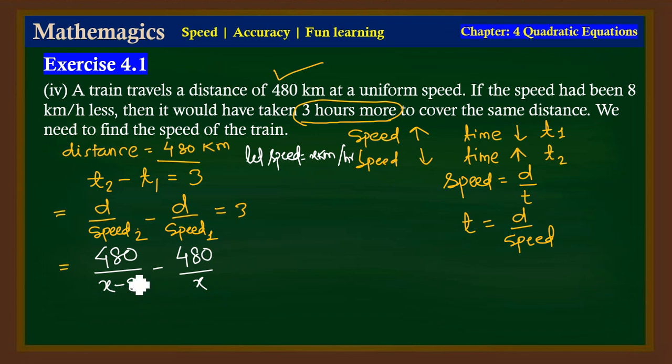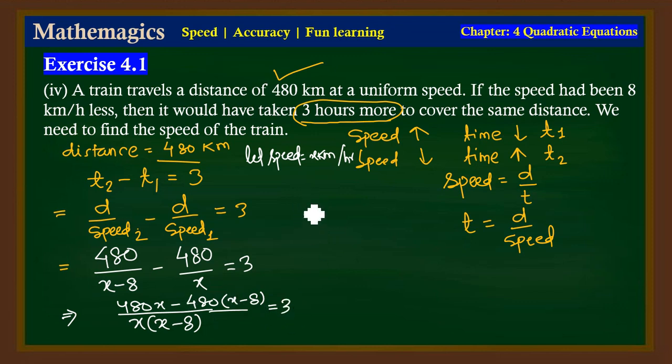Now we are going to calculate the speed of the train. So 480 by x minus 8 minus 480 by x is equal to 3. So let us just solve it here. So the LCM is equal to x into x minus 8. And here the numerator becomes, cross multiply, that is 480x minus 480 into x minus 8. And that is equal to 3.